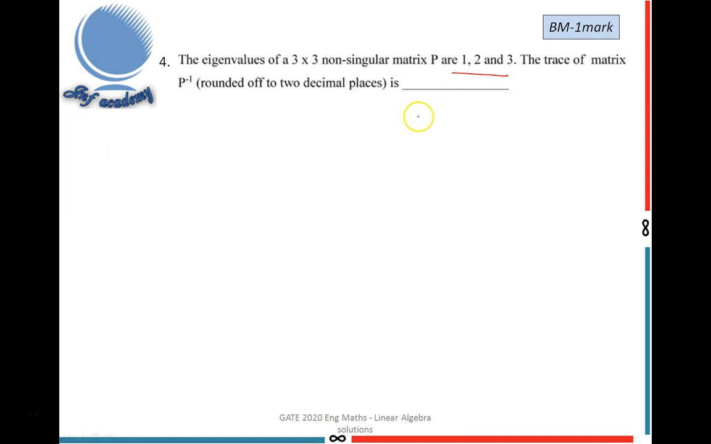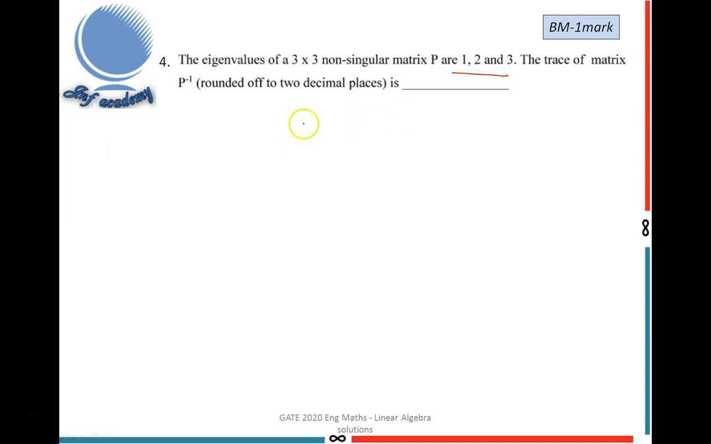Eigenvalues of P are given. The matrix P is a 3 by 3 matrix. The trace of matrix P inverse is what? Trace means the sum of the principal diagonal elements of P inverse. Trace means the sum of the principal diagonal elements.